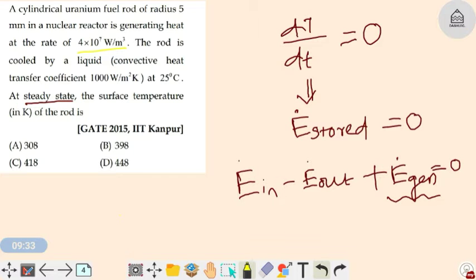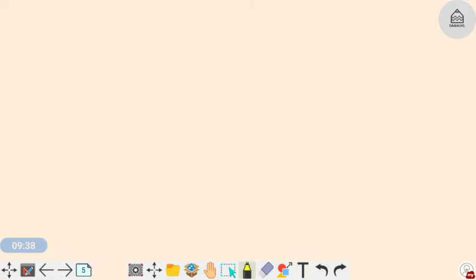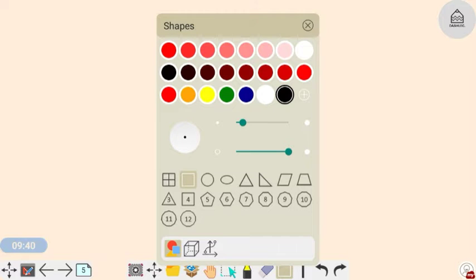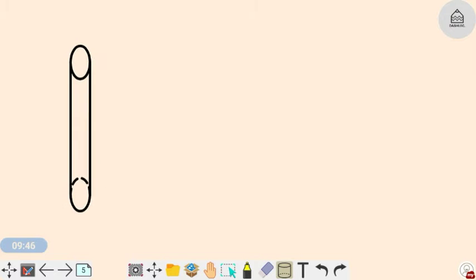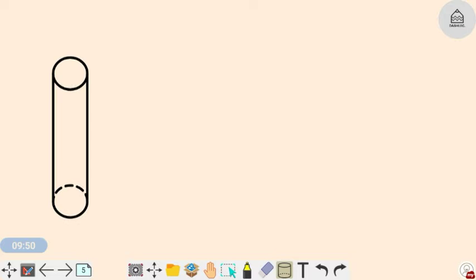E in minus E out. Okay, E in minus E out. Let's suppose what is given in the question. Let me draw. Let's suppose this is a rod, and it is surrounded by a fluid.